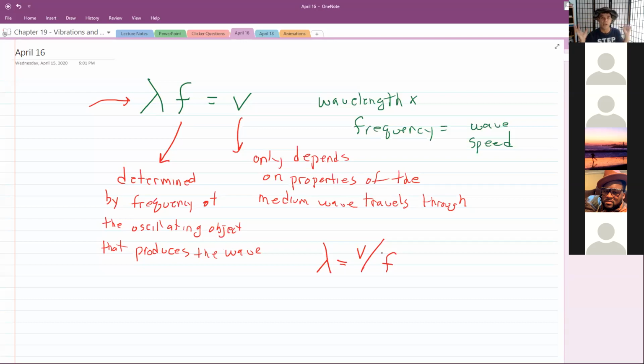So for sound, the oscillating object for voices is vocal cords. If I'm talking about a musical instrument, it might be a string oscillating back and forth, or the surface of a drum oscillating back and forth. All right, let me pause for a second.